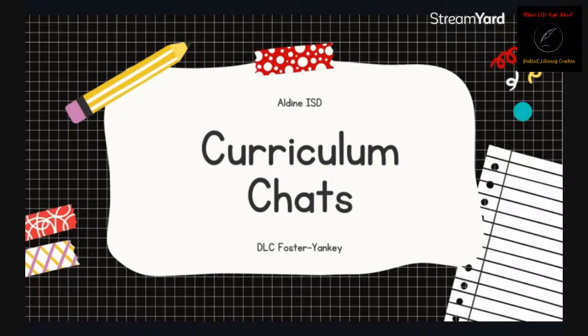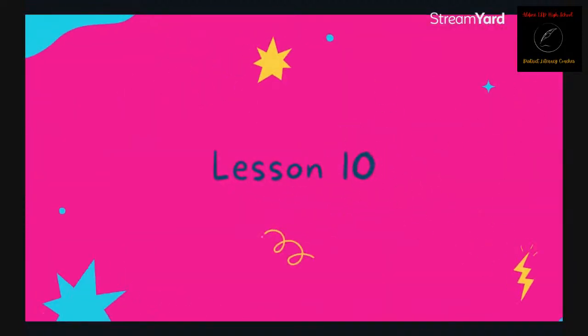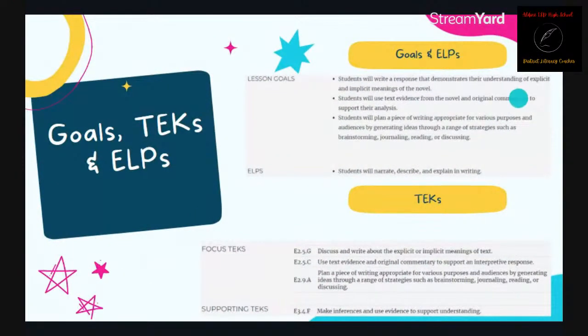This is DLC Foster Yankee, and in this video, I'll be discussing Lesson 10 in the first section of the Things Fall Apart unit. In this lesson, students will write a response that demonstrates their understanding of explicit and implicit meanings of the novel. They'll use text evidence from the novel and original commentary to support their analysis and plan a piece of writing appropriate for various purposes and audiences by generating ideas through a range of strategies, such as brainstorming, journaling, reading, or discussing.